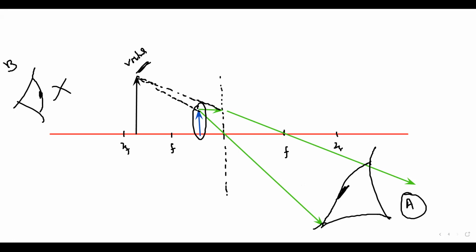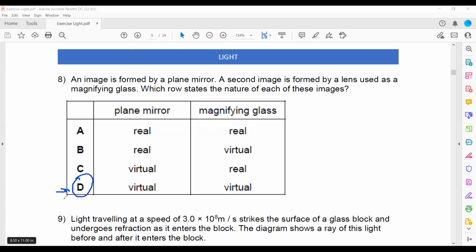So whenever you have a plane mirror or a magnifying glass, the image is always virtual. That's why D is the right answer. Is it clear? A magnifying glass is used to enlarge the object.